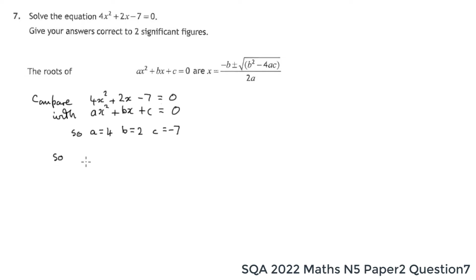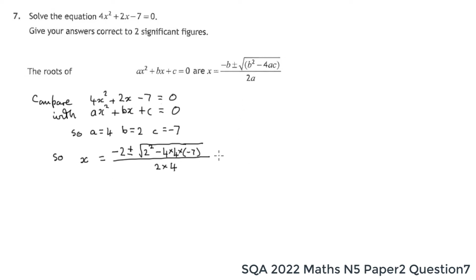So x, therefore, must be equal to, and let's just plunge away at this. So negative b, that will be a -2. We have a choice. We either add or we subtract. And we've got a big expression under the square root sign. It's b squared, that's 2 squared, minus 4 times a, which is 4, times c, which is -7. And then bottom of the fraction, 2 times a, and we know a is 4. So that's the calculation that we're doing.